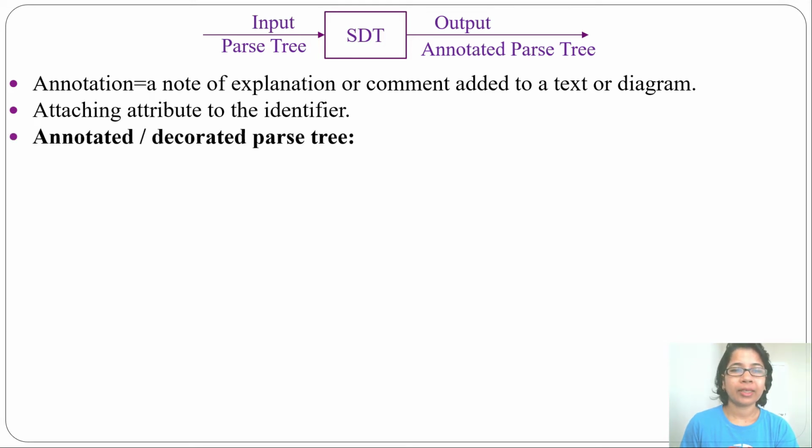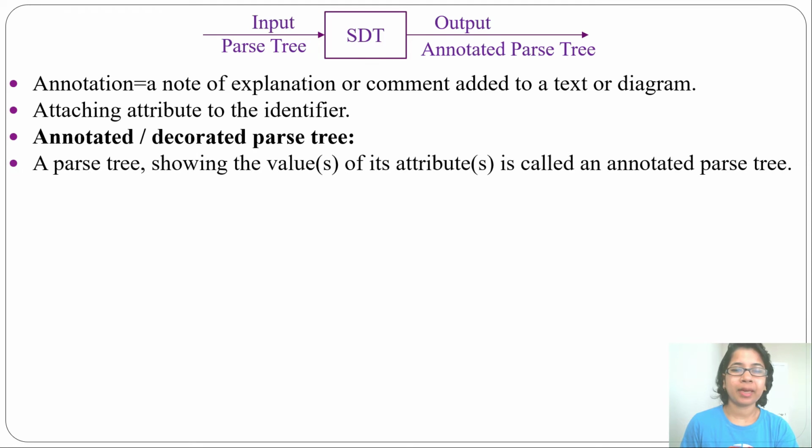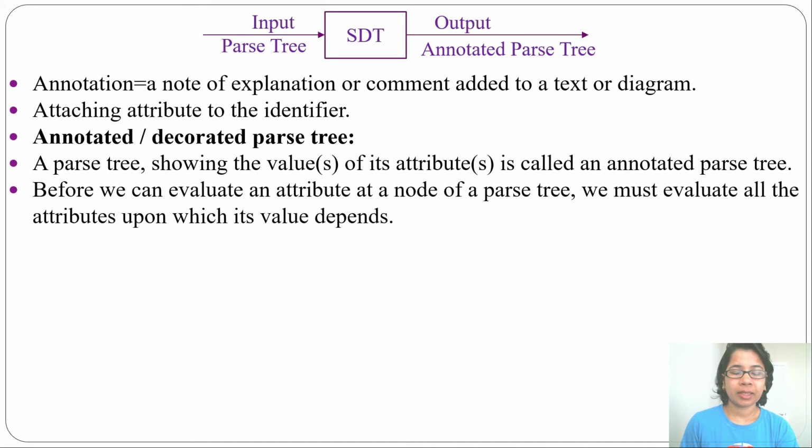What is annotated or decorated parse tree? A parse tree showing the values of its attributes is called as annotated parse tree. If we are showing values of its attributes at every node, then that is called as an annotated or decorated parse tree. This sentence is important.